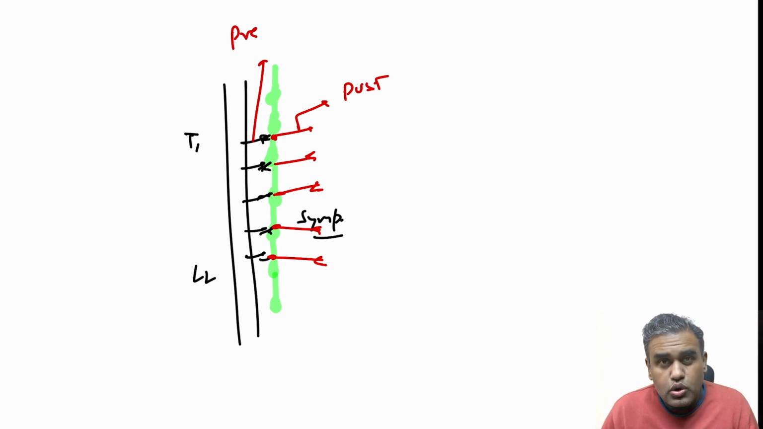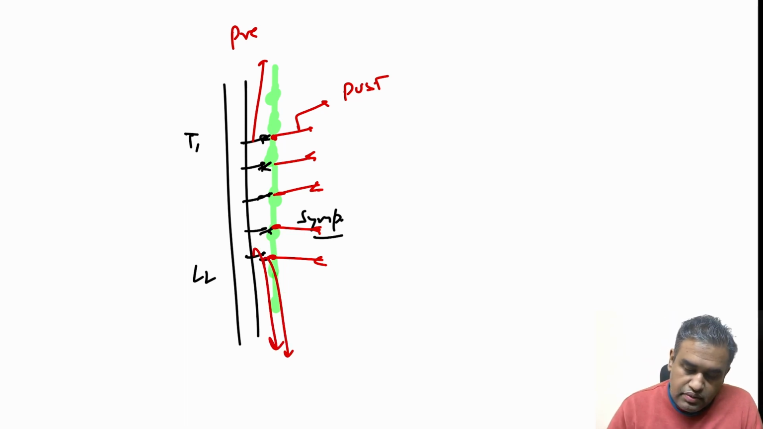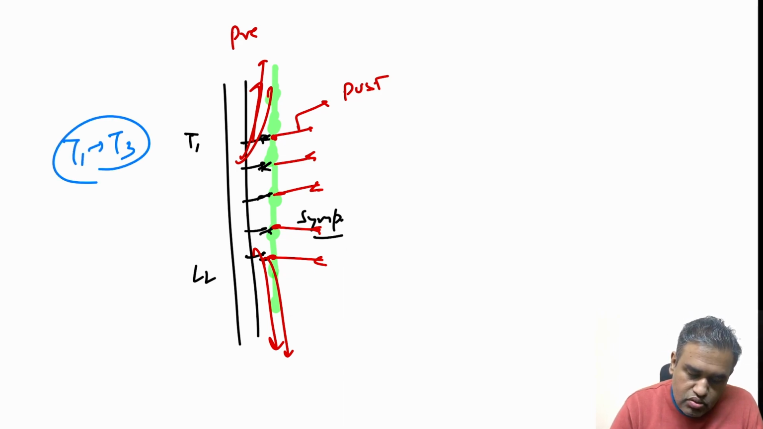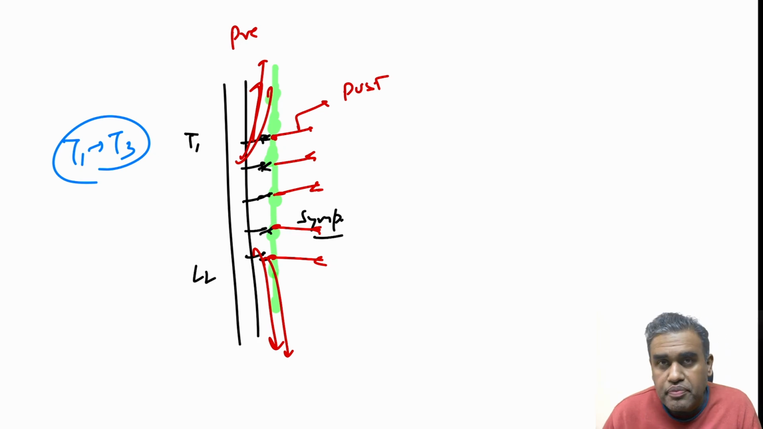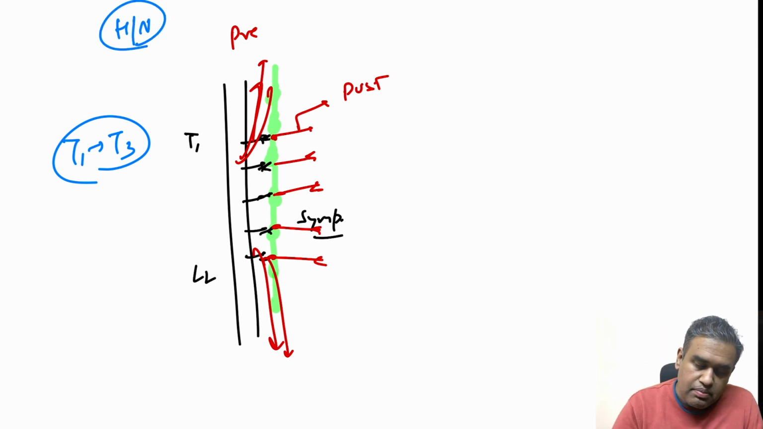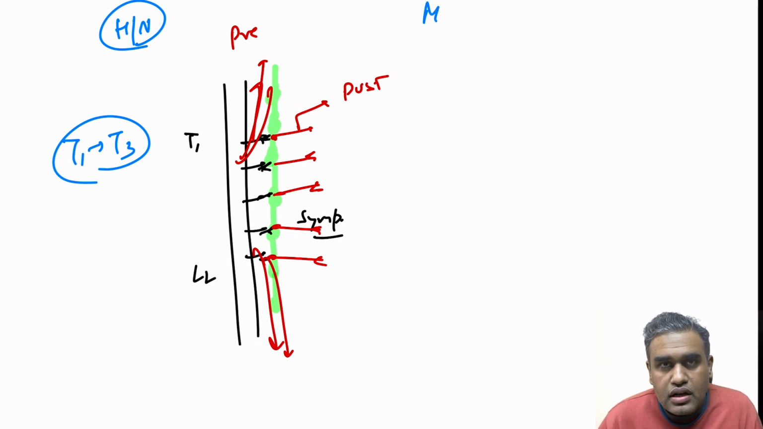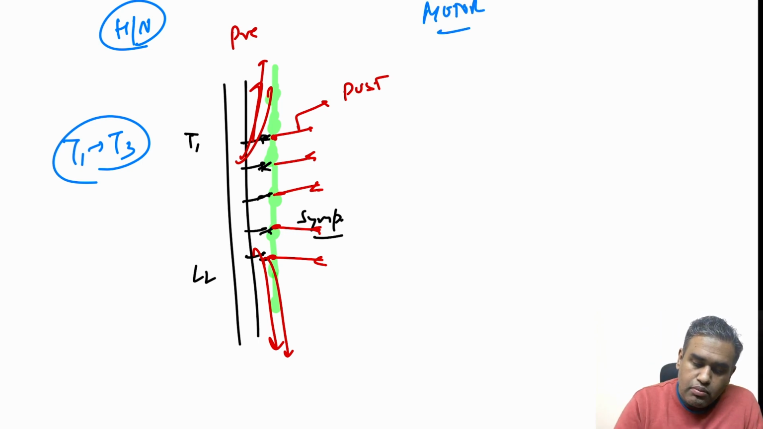So they come out from T1 to L2, and they will distribute from T1 to L2. Some of them will obviously go down and some of them will obviously go up. The nerves which are going up are basically T1 to around T3. Why? Because they have to supply the head and neck region. Right, that is what the question is. Now, the sympathetic is basically a motor output.